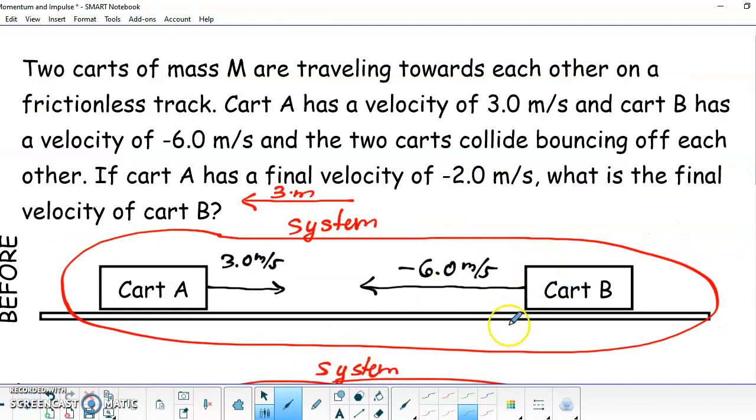Our next problem that we'll look at here are 2 carts on a track. And again, let's just look at our picture here.